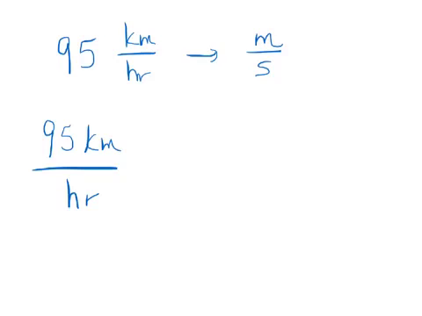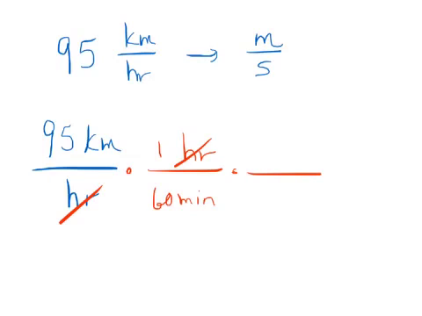So we can start with converting hours to minutes. Okay. So get rid of hours to minutes. How do I do that? Hours on top, so 1 hour and then 60 on the bottom, because there's 60 minutes in an hour. And then you cross cancel the hour. And then you put 1 minute on the top on the next one, and 60 seconds on the bottom.